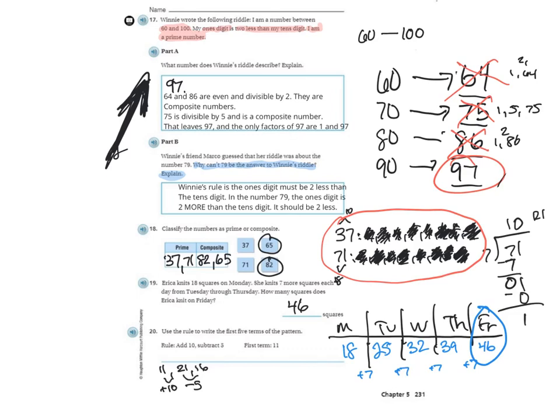And I'll do my little thing I like to do here. Let's do add 10, so 16 plus 10 is 26. And then 26 minus 5 is 21. And that's your first 5 terms. 11, 21, 16, 26, 21. That's it.